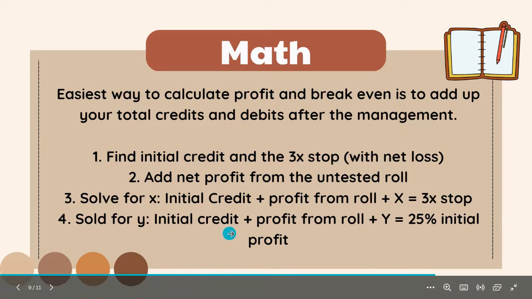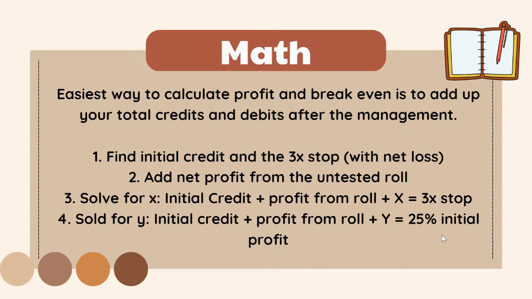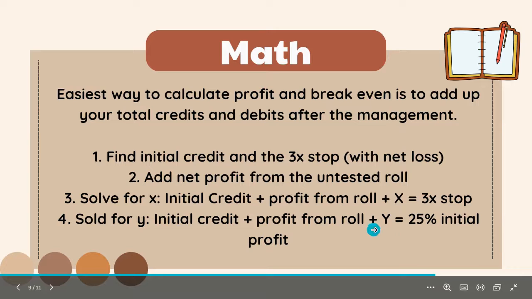For Y, you can take your initial credit, take your profit from the roll, and then another variable you're trying to solve, and set that equal to 25% of your initial profit. If you're taking in 20 premium, you'd want that to be at 15, or about a $25 gain. So this would be 25 here, and you solve for your Y.